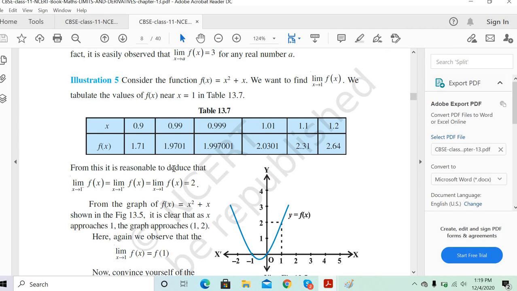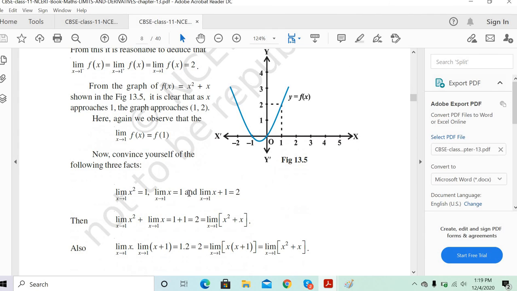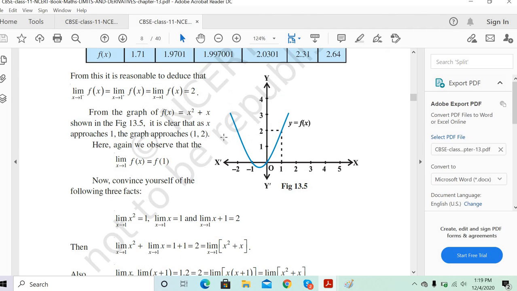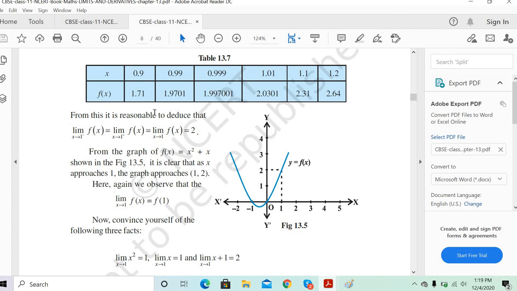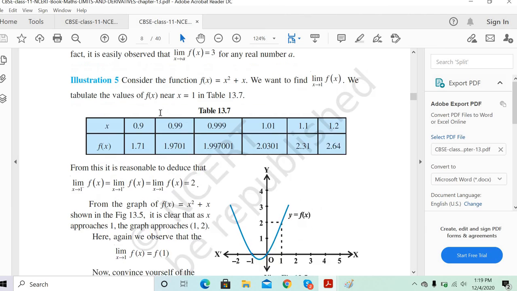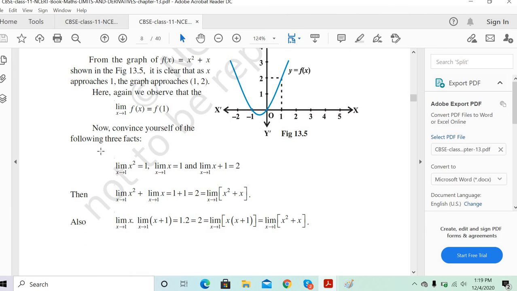So you're coming from the left hand limit and the right hand limit. When you put 0.9, 0.99, 0.999 as the x value, the f of x is becoming 1.997. So it is coming closer to 2. From the right side also it is closer to 2 only, right? So that means the limit exists, isn't it? As per the table and the graph, it exists. Clear?